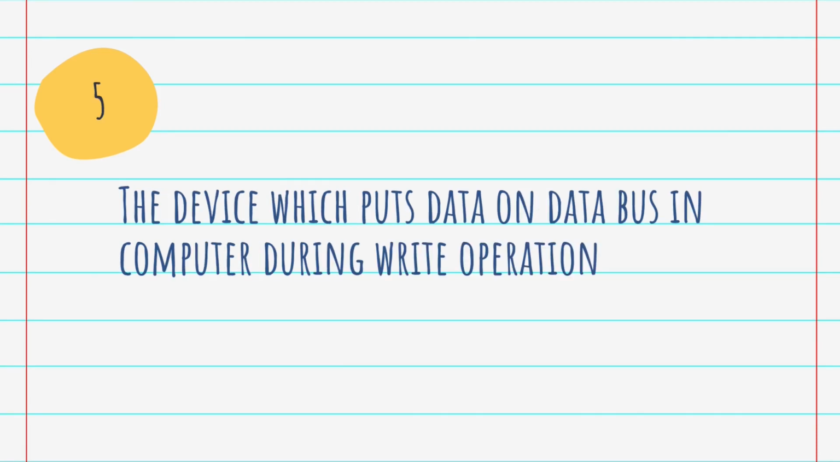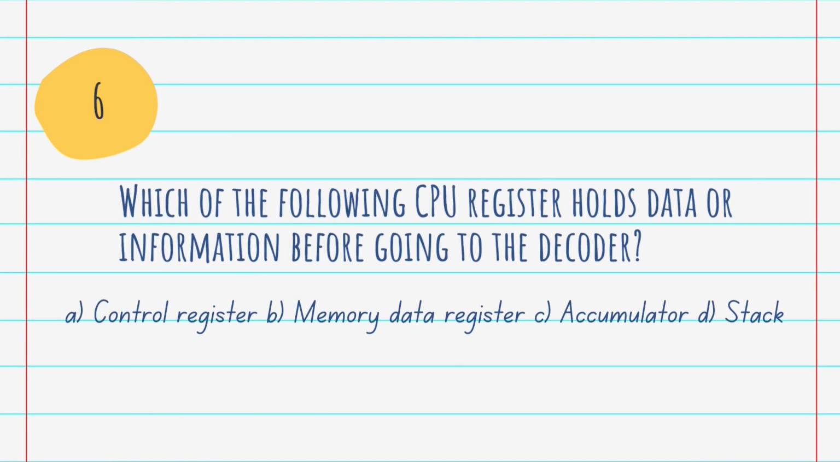Question number 5. The device which puts data on the data bus in a computer during a write operation. Answer is CPU, that is central processing unit. When it is a write operation, the processor will put the data to be written on the data bus. When it is a read operation, the memory controller will get the data from a specific memory block and put it onto the data bus.